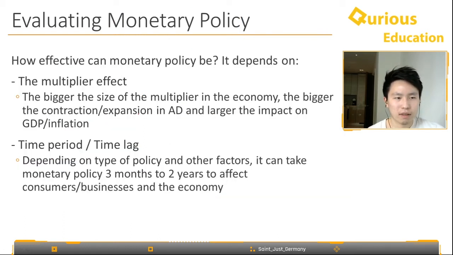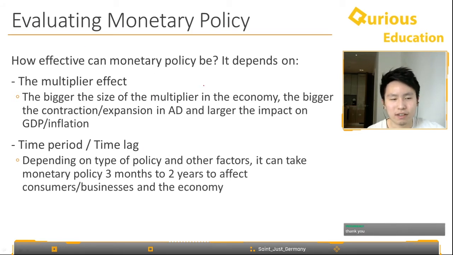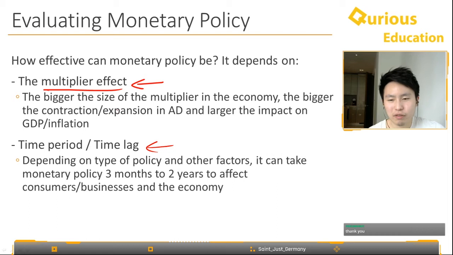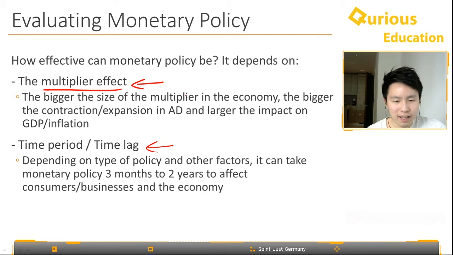The effectiveness will also depend on things like the multiplier effect and the time lag. The multiplier effect, we would cover in a separate lesson, but what it's mainly about is, if a business decides to expand and hire more staff, then it would create jobs, and as a result, new workers will be able to receive an income, which would further buy other goods and services, creating even more jobs. That's the multiplier effect in the economy.